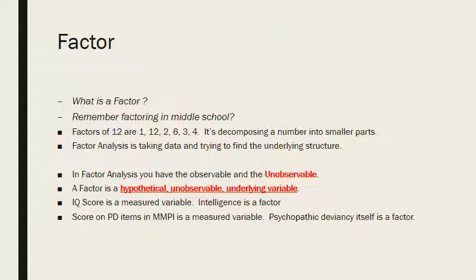A couple of really important concepts to understand in factor analysis are the observable and the unobservable, right? The observable is the thing that you measured. Like an IQ score would be an observable measure, right? You could give someone an IQ test and you get a number, and that's their observable IQ score. But behind that is something hypothetical, unobservable, and underlying, and that is the concept of intelligence. You hope that the intelligence quotient score is measuring their intelligence.